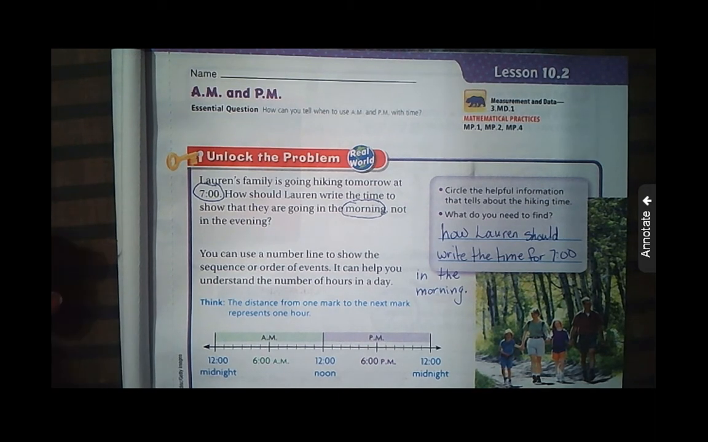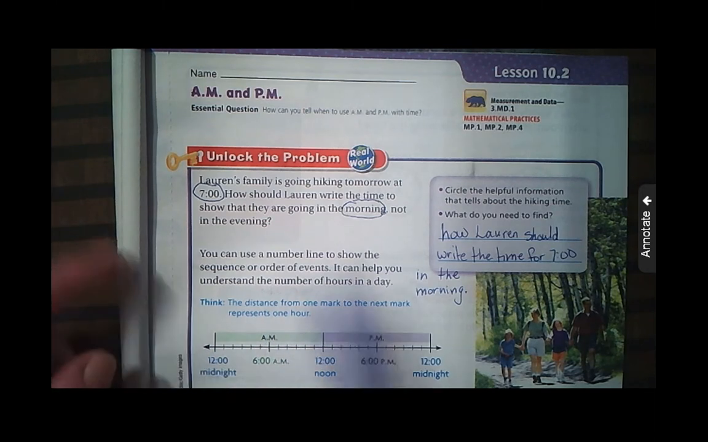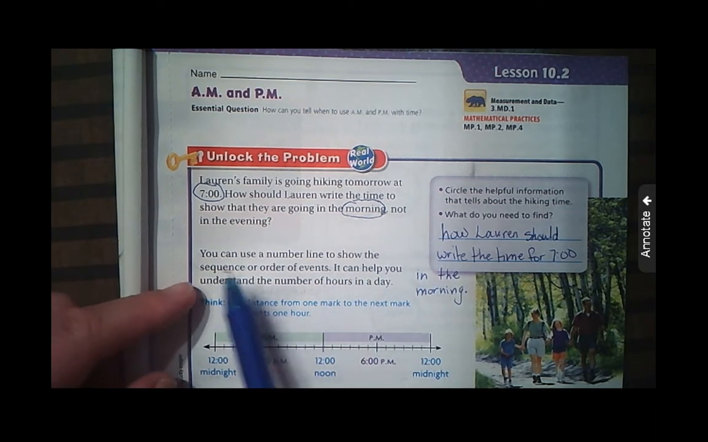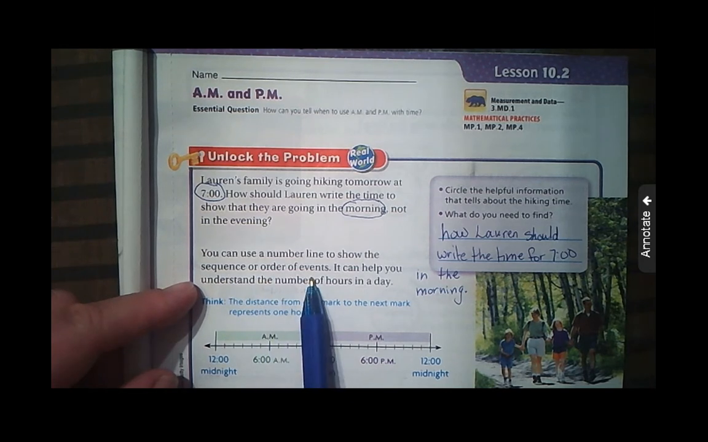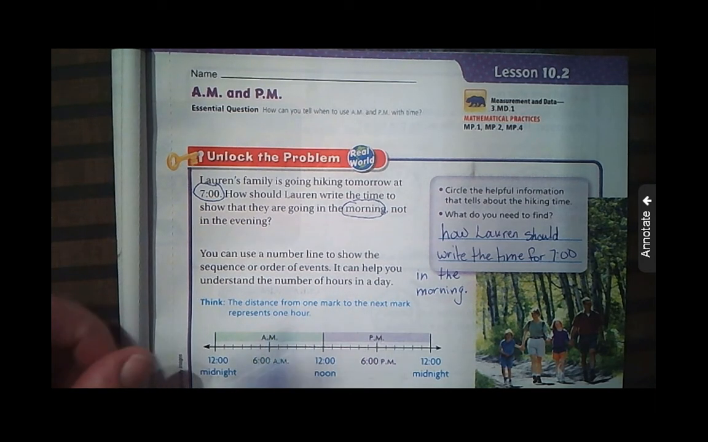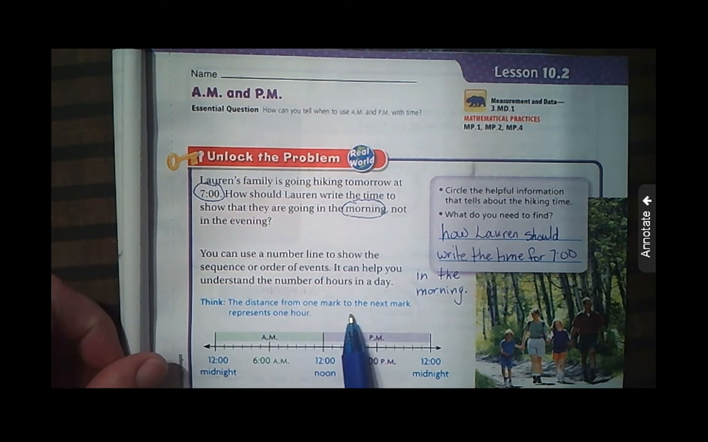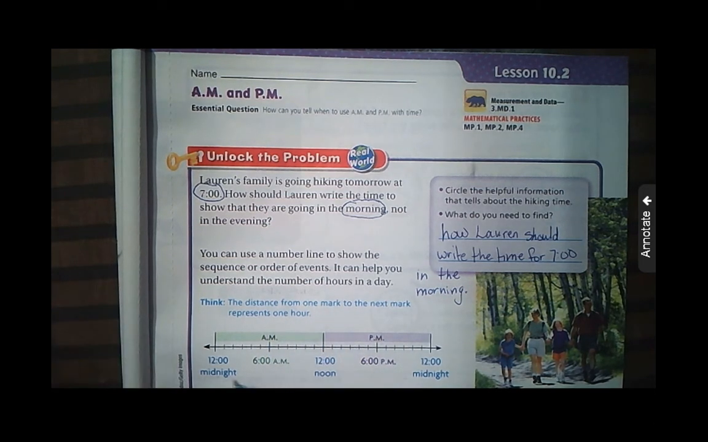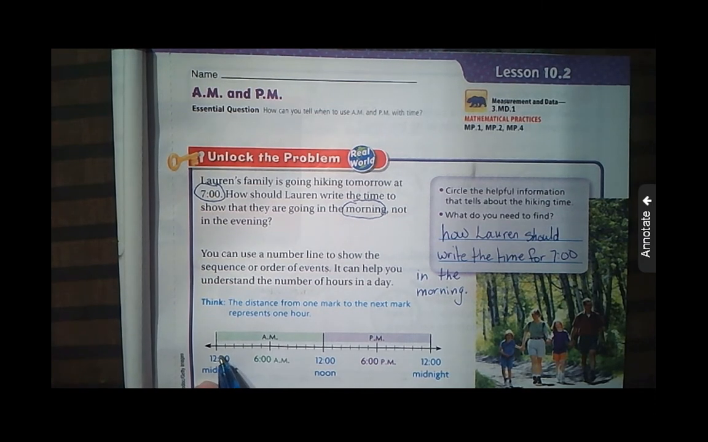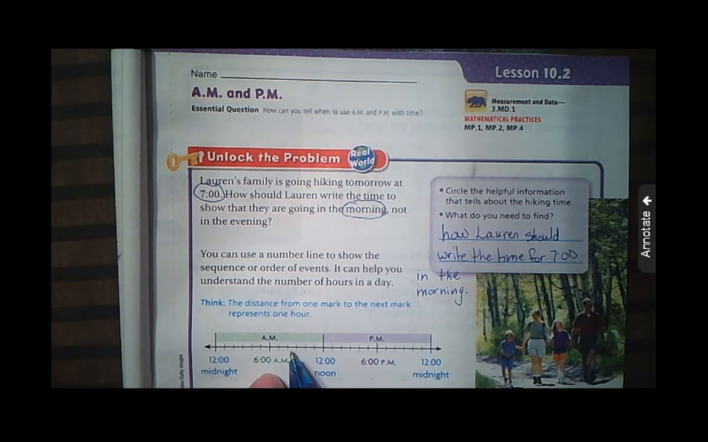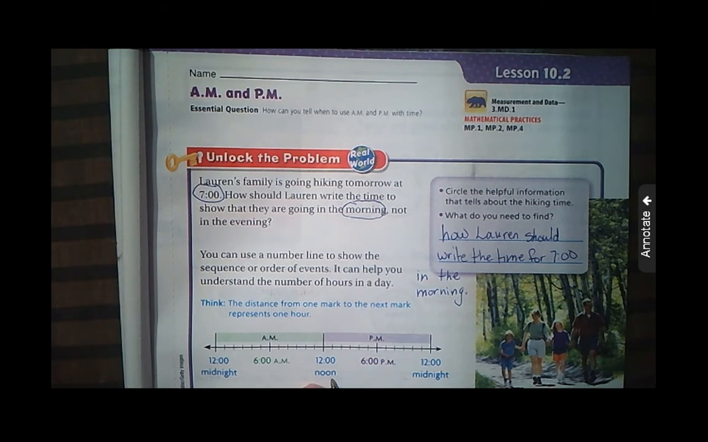You're going to be using a number line today to explain the time. You can use a number line to show the sequence of order of events. It can help you understand the number of hours in a day. You're going to think the distance from one mark to the next mark represents 1 hour. Here, we have 12 o'clock midnight, and then we have the little dashes. Each one of these is 1 hour. So 1, 2, 3, 4, 5, 6. And then they have 6 o'clock a.m. And then 6 more to 12 o'clock noon. 6 more, 6 o'clock p.m., and then 6 more to 12 o'clock midnight.